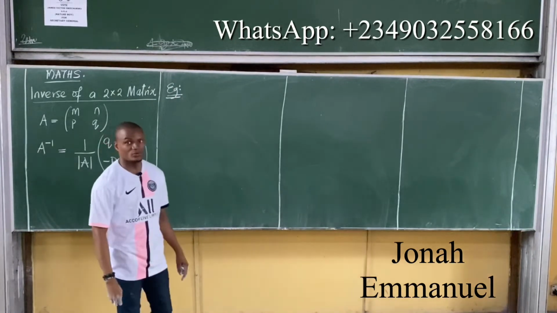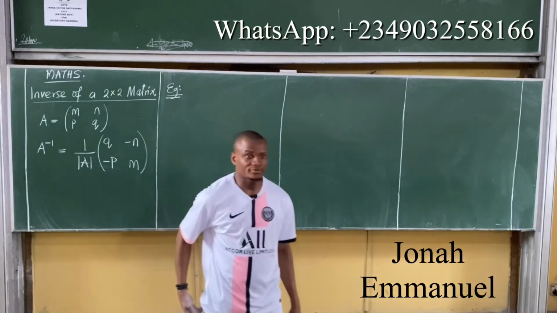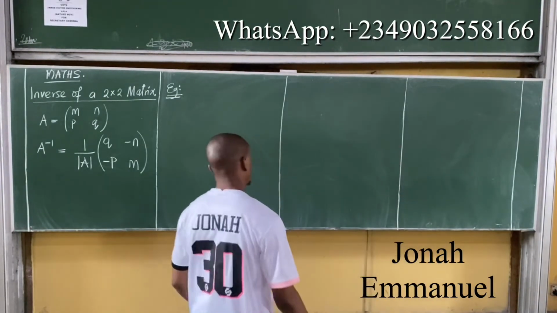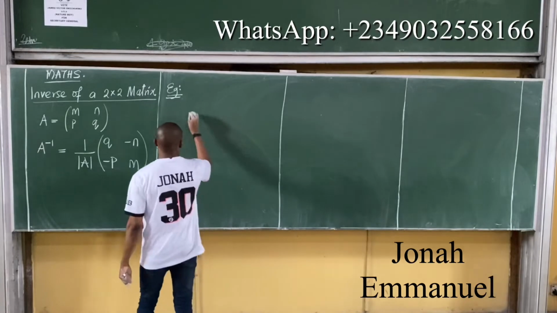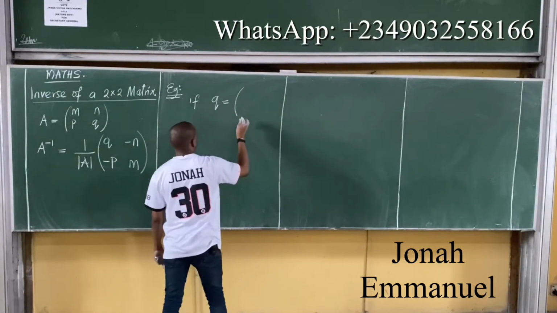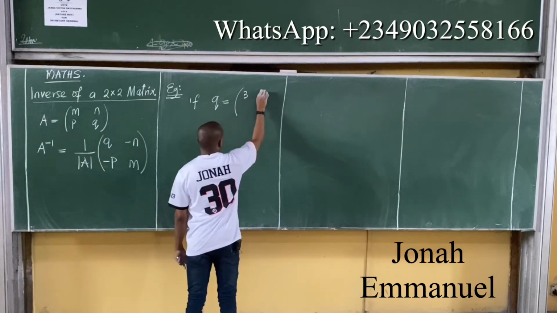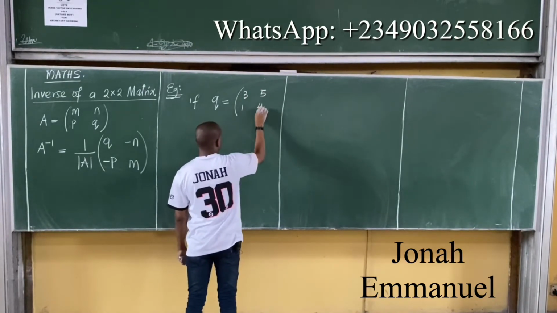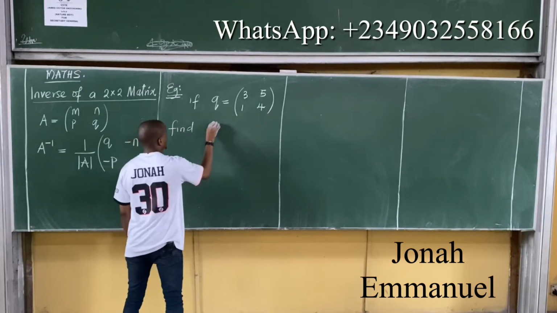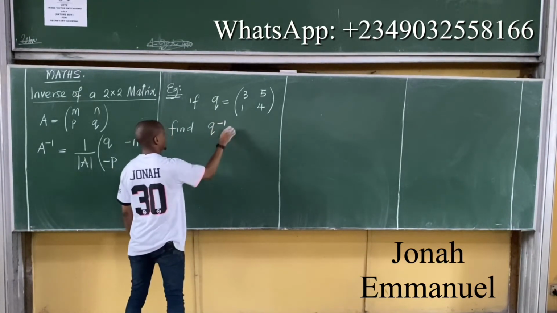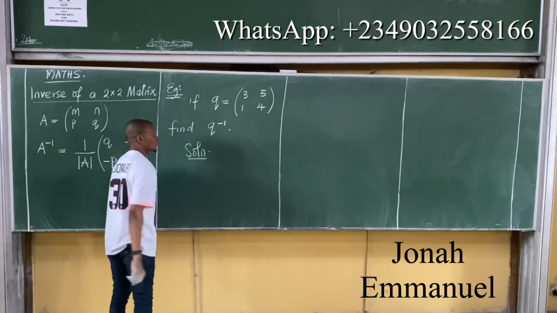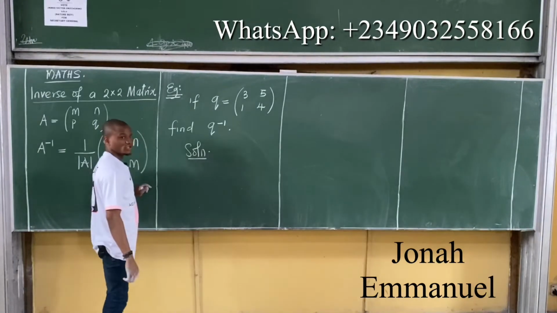Let's take an example and see what we'll make. Example: if Q is equal to the matrix 3, 5, 1, 4, find Q inverse. Solution please.